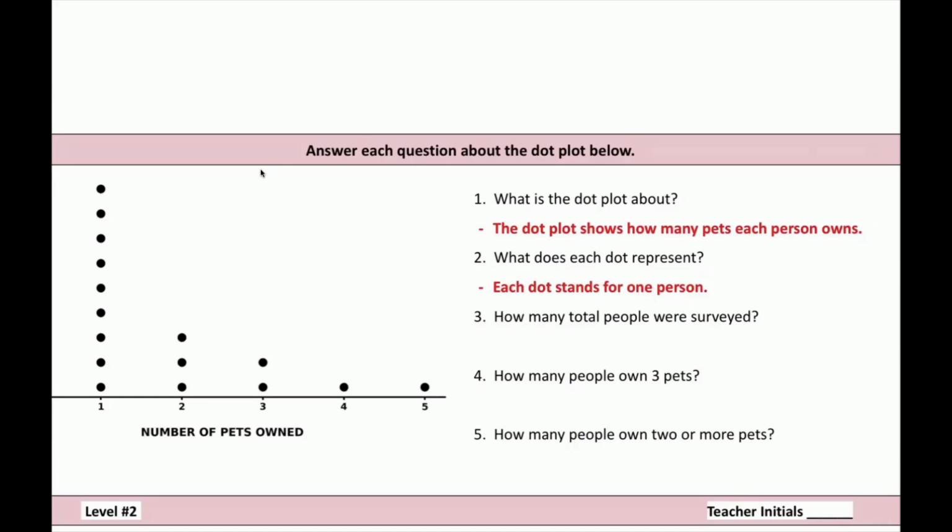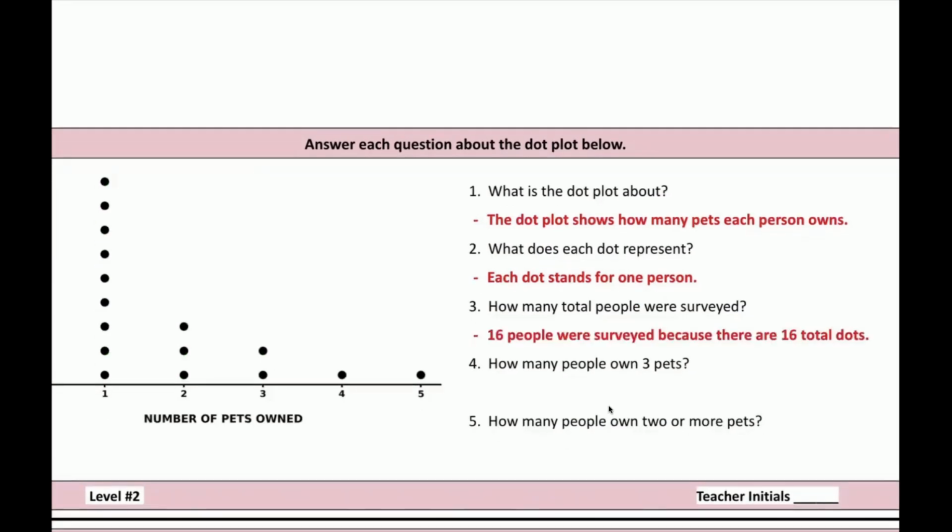Now this part's important. You're going to be asked this a lot on the next few pages. How many total people were surveyed? Remember, each dot represents one person. And so we can just count how many dots there are. 1, 2, 3, 4, 5, 6, 7, 8, 9, 10, 11, 12, 13, 14, 15, 16. So the answer for number 3 is 16 people were surveyed because there are 16 total dots. And make sure you're writing this because this example is going to help you on the next pages as well.